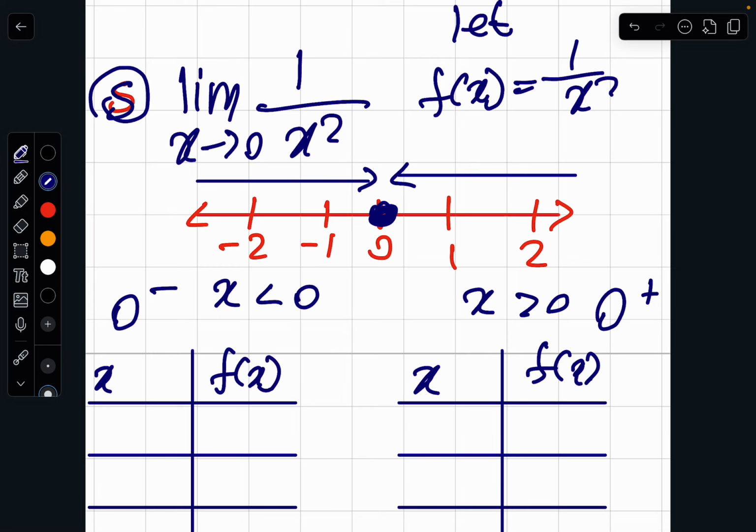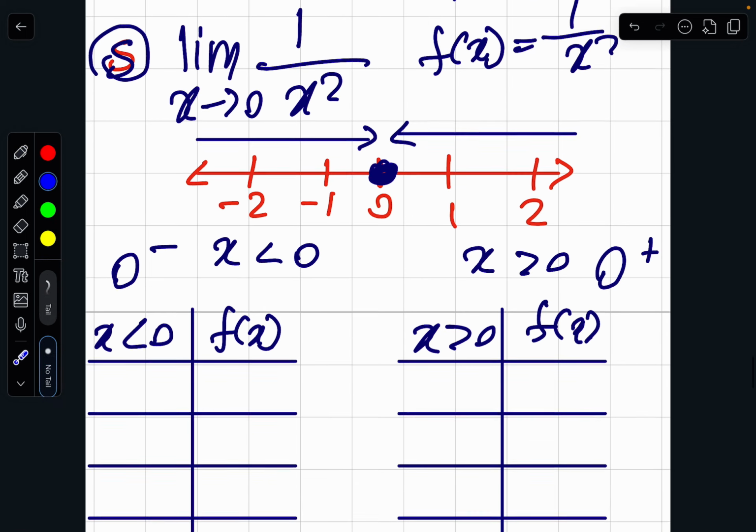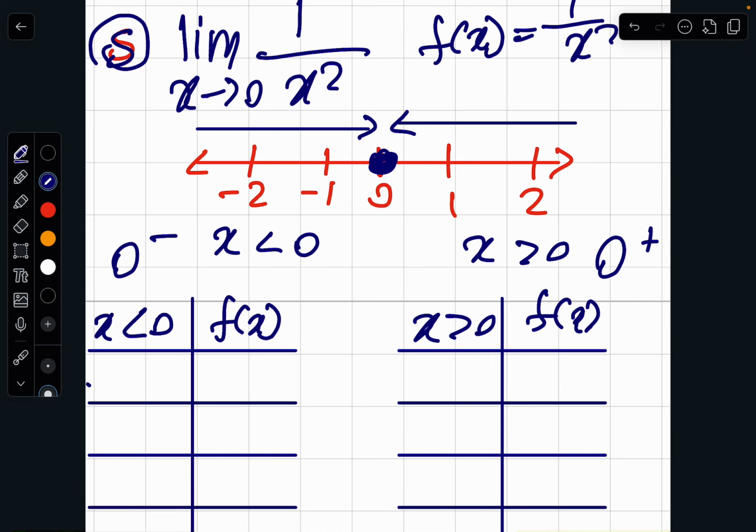Understand? So let's check. What is the number that is closer to 0? That is closer to 0 here. Understand? So we have to mention this side is less than 0, and this side is greater than 0. So what is the value of x here, exactly here? It is negative 0.1. Another one is negative 0.01.